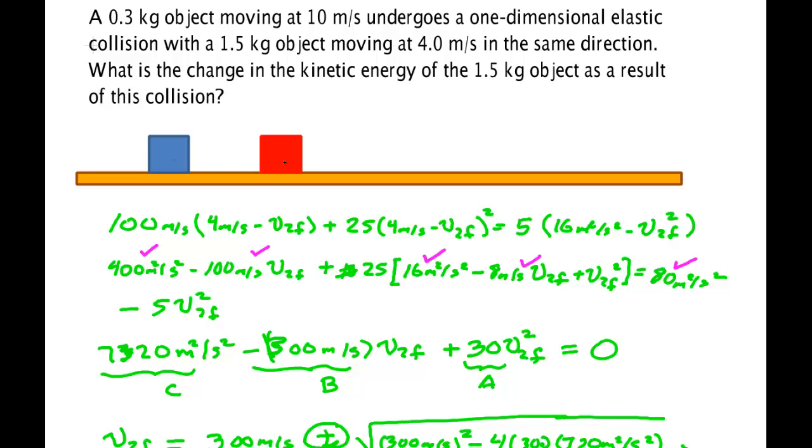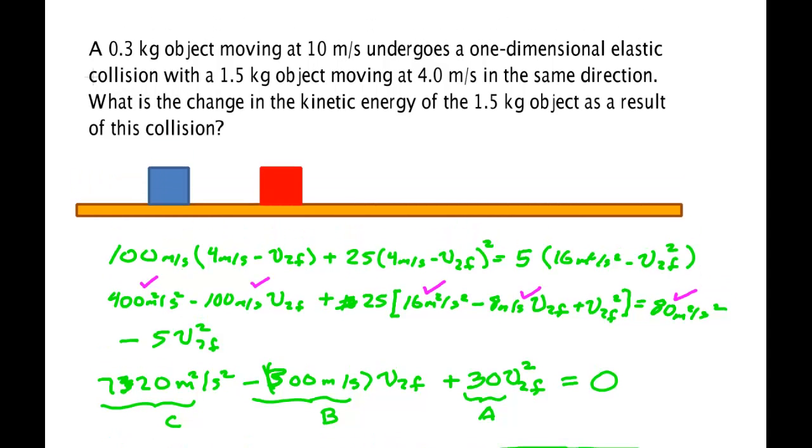So it smacked into the red block. The red block took off with 6 meters per second, or 2 meters per second more speed. But this blue block totally stopped. And it conserved both momentum and it conserved energy. See if you can find that out yourself.